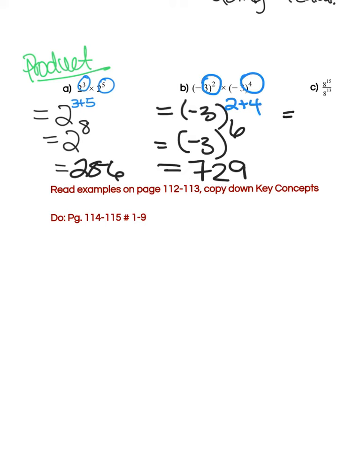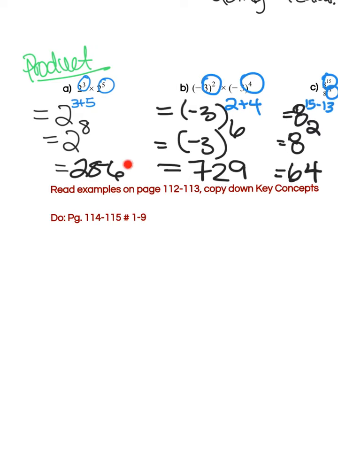All right, last one. 8 to the power of 15 over 8 to the 13. Okay, I'm going to look at this. I see that I'm dividing, so this is my quotient rule. That means I'm going to subtract my exponents. So I'm going to do 15 minus 13 here. 15 minus 13 gives me 2. 8 to the power of 2 is 64. Okay?